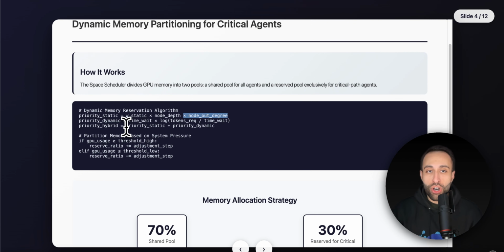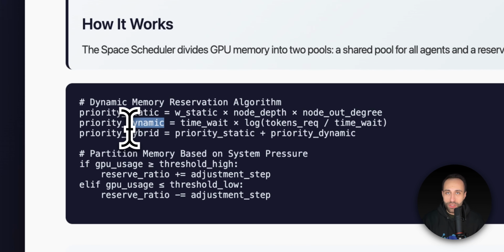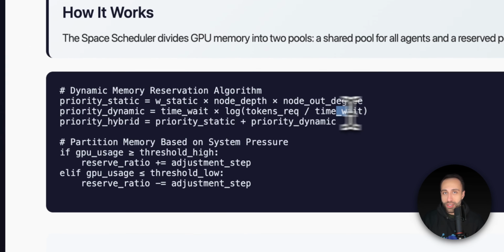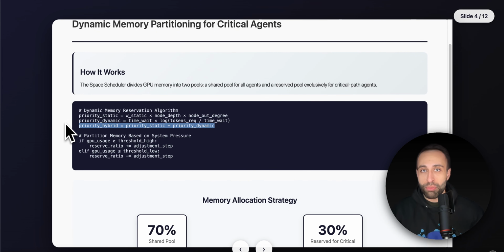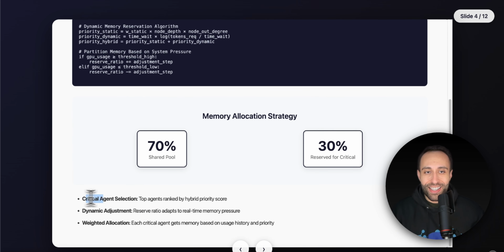Then the second priority measurement is dynamic. That means when you run your agent, this is going to be calculated. So it depends on wait time and the amount of token requests that agent calculates in a given time. So when the wait time is more and that agent is calculating many more tokens and doing a lot of stuff, obviously it's a more important agent. And then we just multiply these two, and we have this hybrid priority score. Based on this, we specify top agents ranked by this hybrid priority score.